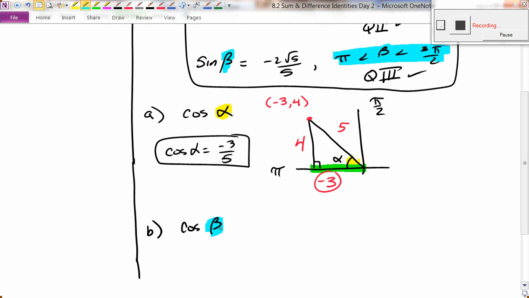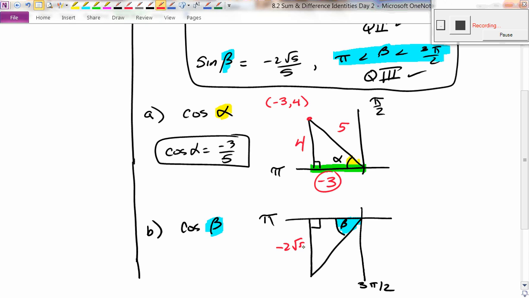I'm using beta. I'm in quadrant 3, that you guys all told me from before, so I'm going to draw a picture that represents quadrant 3. Here's pi. Here is 3 pi over 2. I'm going to draw my angle in quadrant 3, call it beta. Here's my right angle. That's my reference angle. What information can I put onto the graph about my angle beta? The sine, and where does the negative 2 root 5 have to go? The opposite side. So this has to be negative 2 root 5. Where does the 5 have to go? The hypotenuse, 5.